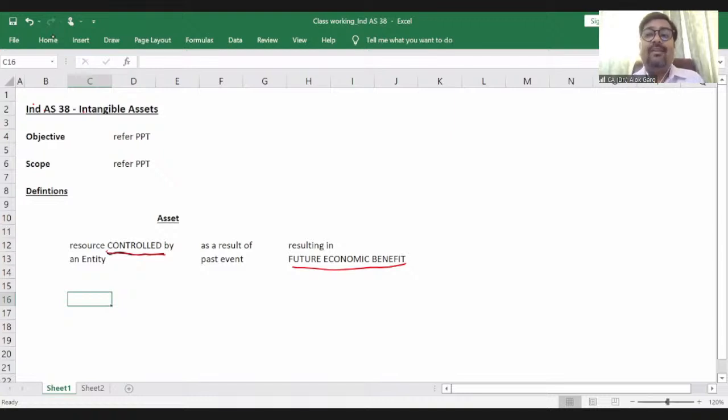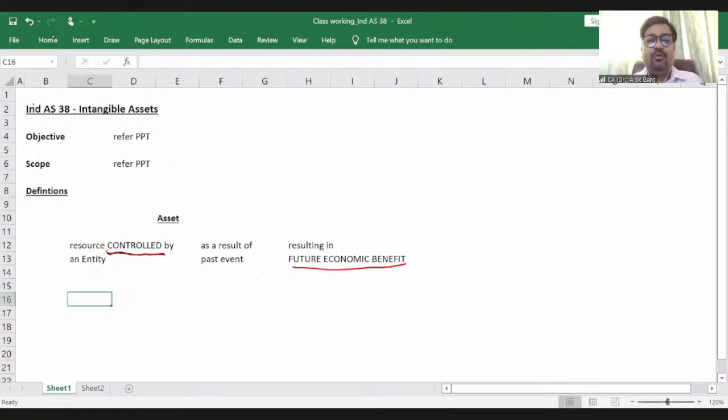So on that resource, there must be a control as a result of past event, resulting in future economic benefit. And of course, future economic benefits should be expected to flow. You remember, we discussed this in property, plant and equipment as well, where I gave an example that a company has acquired a machinery, and at the time of acquisition, the government has banned the output from that machinery. So we are not expecting any future economic benefit from that machinery. In that case, that machinery will not be capitalized as PPE. That machinery has to be expensed off in the P&L, right?